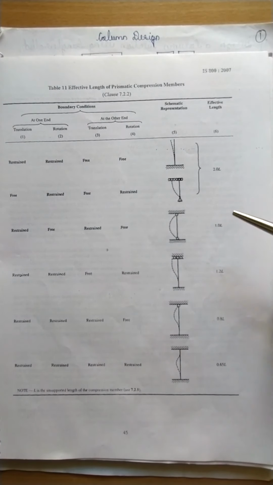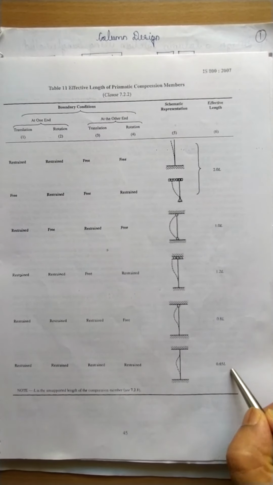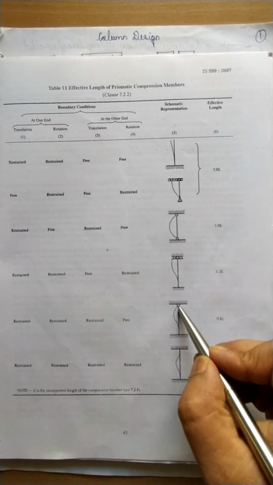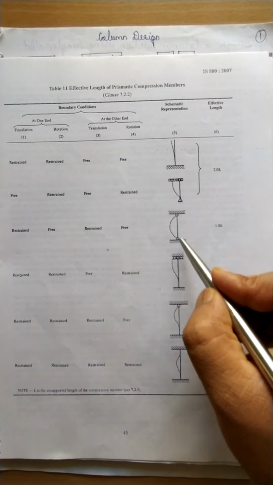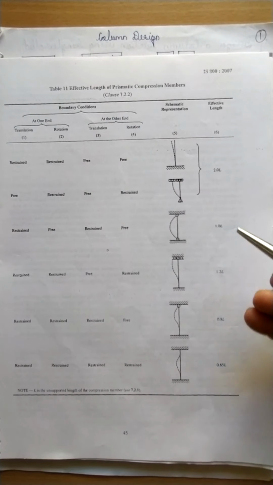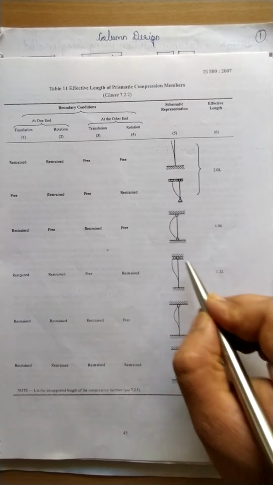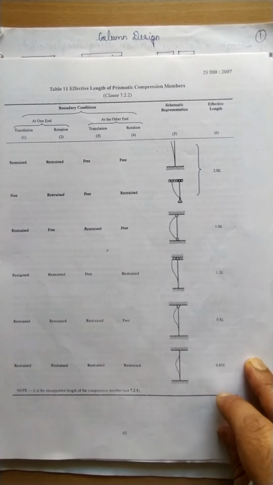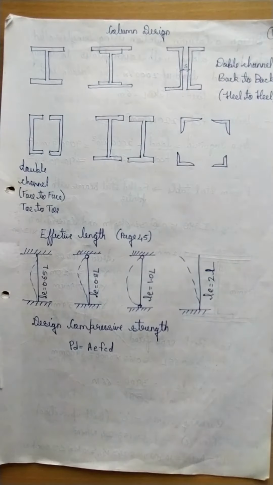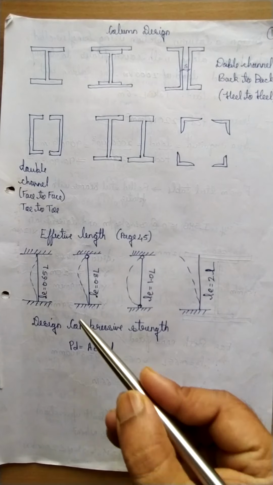You can see here the ratios: both ends fixed 0.65 L, one end fixed and one end hinged 0.8 L, both ends hinged 1 L, one end fixed and the other end roller 1.2 L, and one end fixed and one end free 2 L. The same thing I have written here.